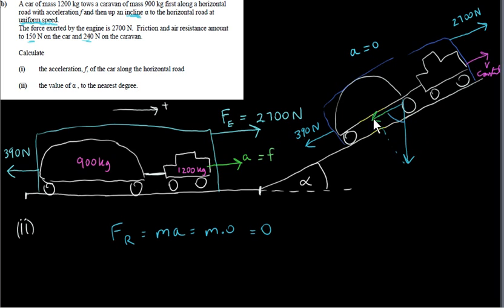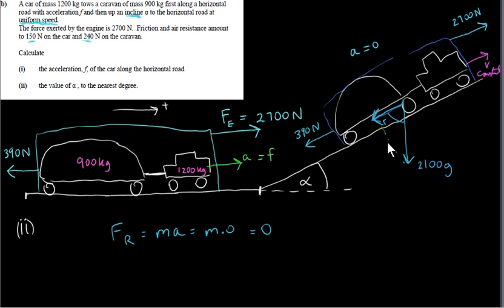So what we're interested in is this here. This is the component along the incline of the weight of the system. What's the weight of the system? Well, it's the mass of the system times g. That's the weight of something. What's the mass of the system? It's 900 plus 1200. What's that? That's 2100 kilograms, and we multiply that by g, so we get 2100 g newtons. And we want this component here along the incline.